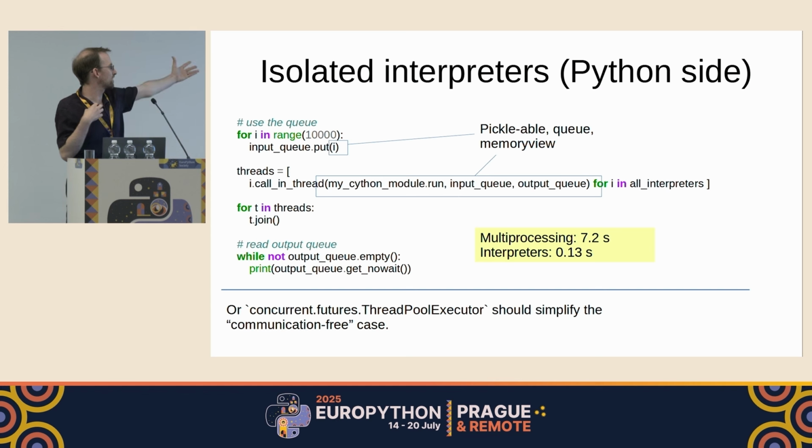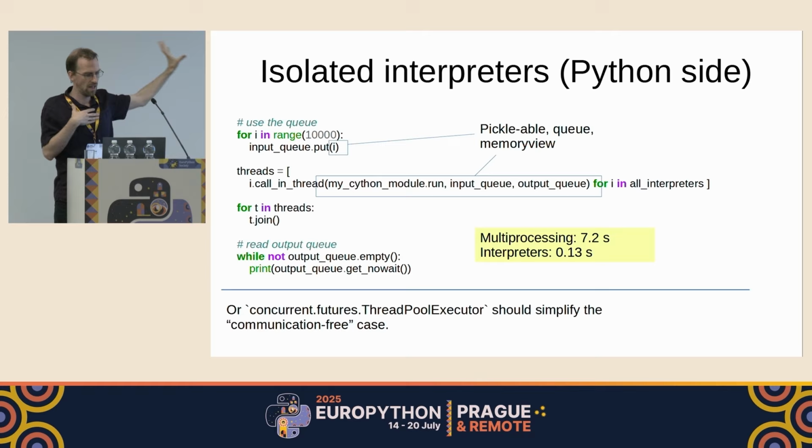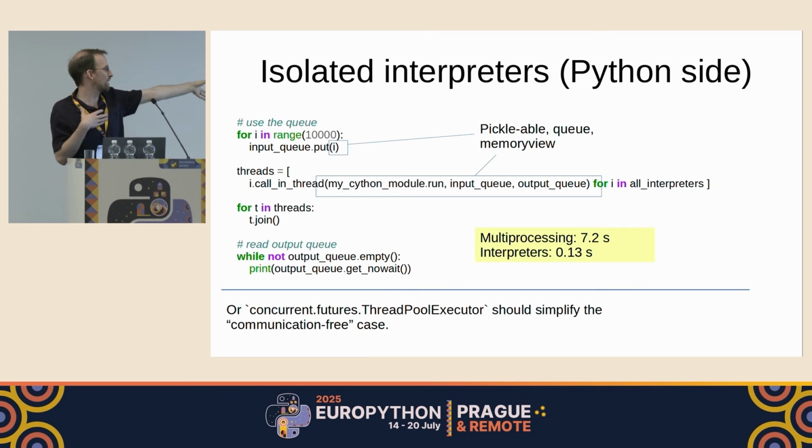You can put things in the queue. The limitations to what you can put in the queue are that it basically has to be a pickle-able type, a memoryview, or a queue. So you're quite limited in what you can put in these queues to communicate between your sub-interpreters. You call interpreter call in thread, and again, you're limited in what you can pass into it.